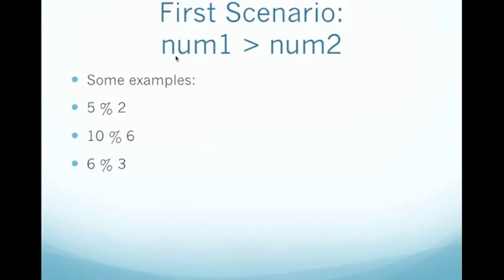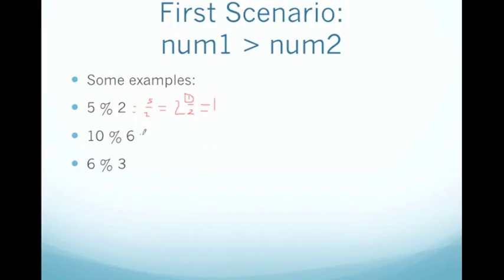The first scenario is when the first number, num1, is greater than the second number, num2. Here are some examples of this. So in the first one, 5 modulo 2, I can take 5 and put it over 2, 5 divided by 2. Then I can convert this into a mixed number and get 2 and 1/2. My answer is actually just this numerator right here. 5 modulo 2 is just 1. And if I solve this problem using the shirts method, I would get the same answer.